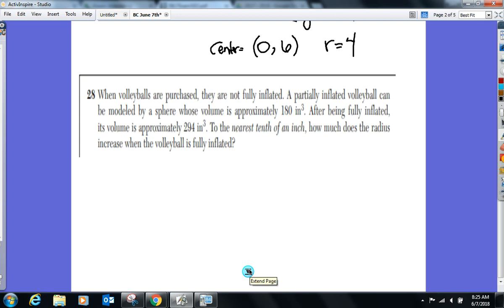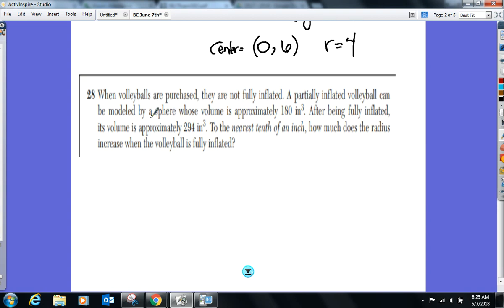Hey, fun fact, when volleyballs are purchased, they're not fully inflated. There you go. Just not taking a geometry exam, answering some facts as well. The volume of that partially inflated one is 180 cubic inches, and we're talking about spheres here. And when fully inflated, there's the new volume. By how much did the radius change?